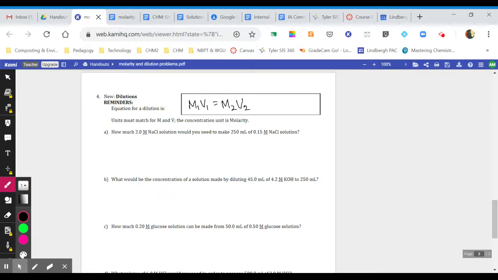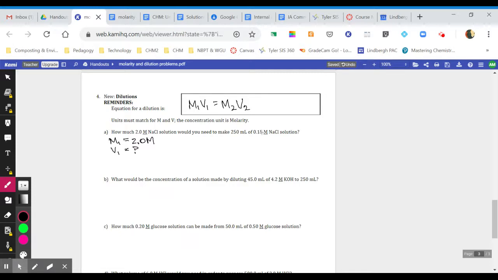So in our example here, it says how much 2 molar sodium chloride solution would you need to make 250 milliliters of 0.15 molar sodium chloride solution? So our initial molarity is 2 molar, and it says how much of that. So our initial volume is going to be our question mark. If you notice in the language, it's 250 milliliters of 0.15. These two things are going to go together.